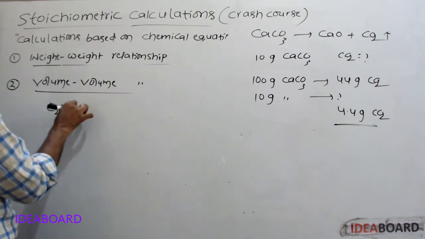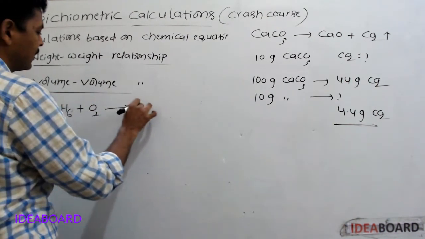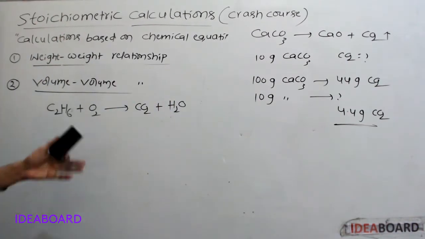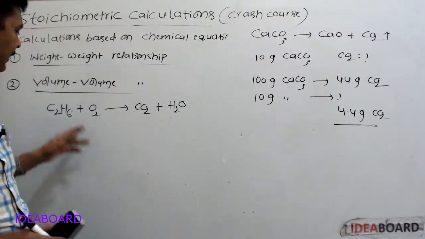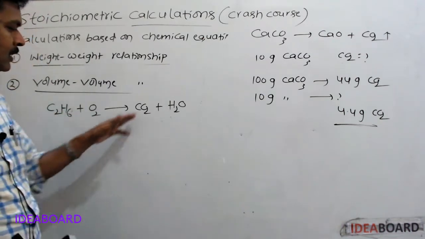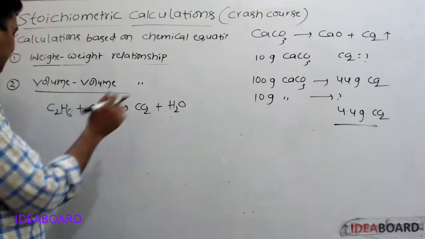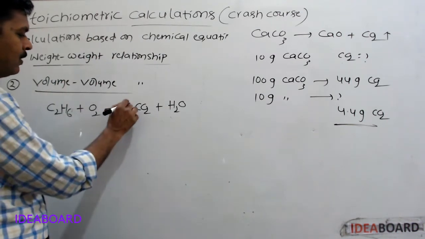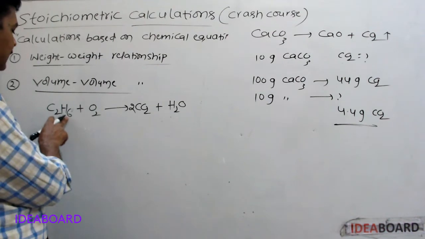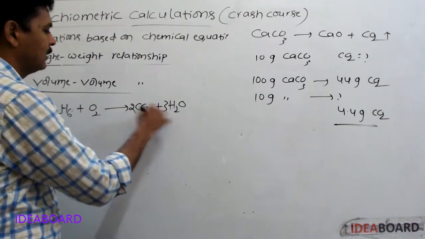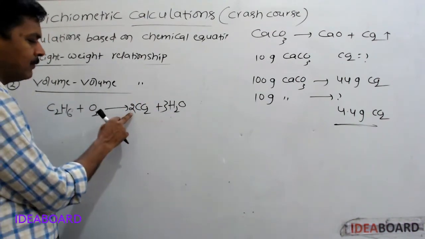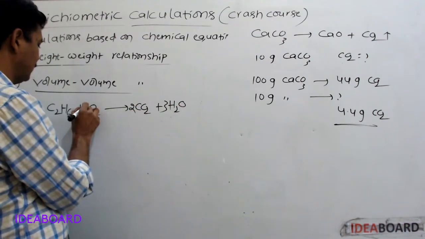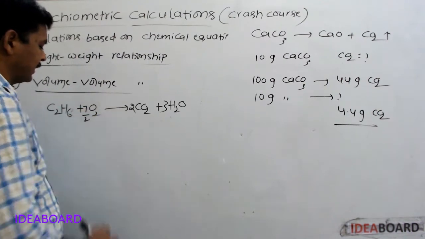Ethane on combustion with oxygen, CO2 plus H2O are formed. Not only ethane, any hydrocarbon on complete combustion with oxygen gives CO2 gas plus H2O. Balance the equation. Here 2 moles of carbon atoms are there, then 2 moles of carbon dioxide. 6 moles of hydrogens are there, 3 moles of water. Product side number of oxygens 2 into 2 is 4, 4 plus 3 is 7. So 7 by 2 I am taking.